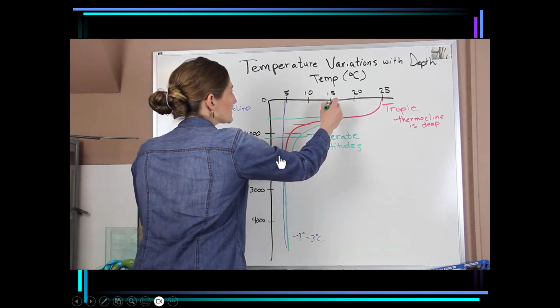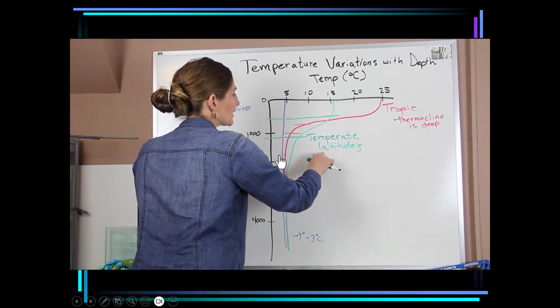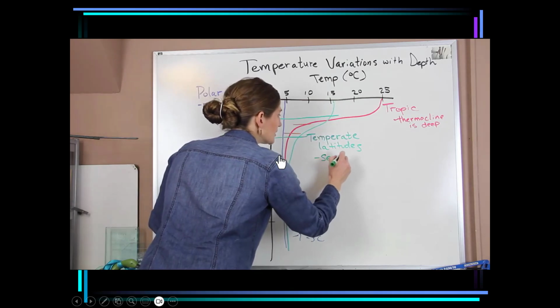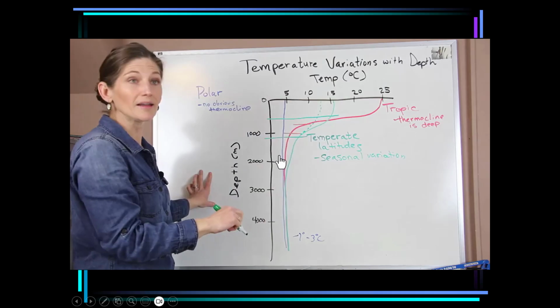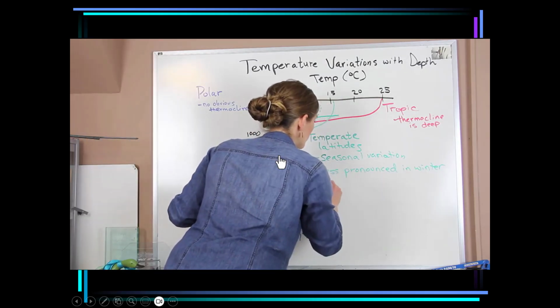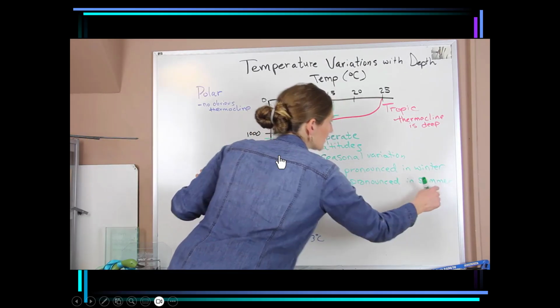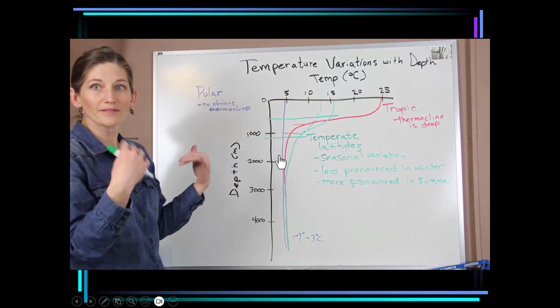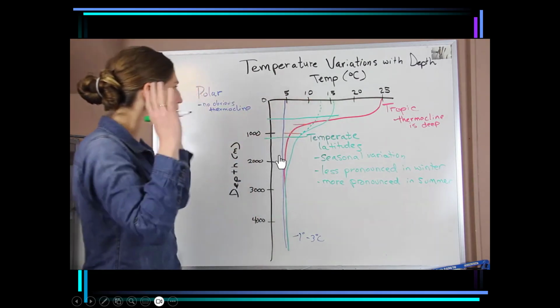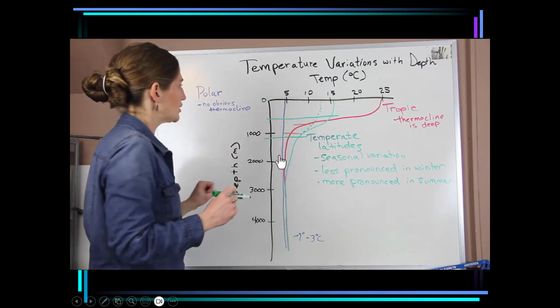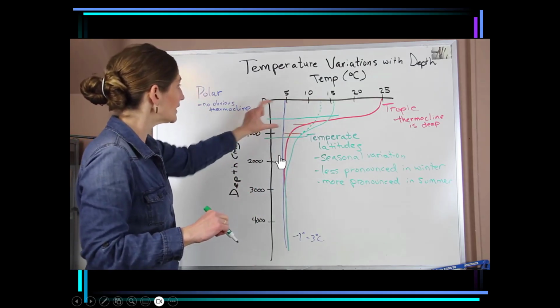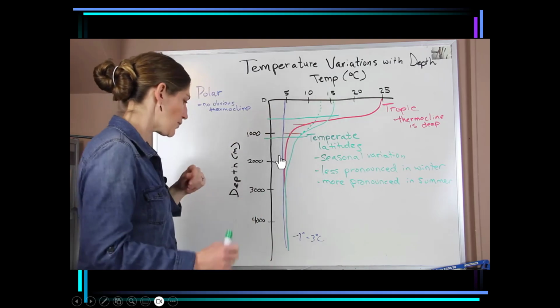So the sea surface temperatures, because we're at these temperate latitudes and we get seasonal variation, are going to change. In the winter months, the thermocline will be less pronounced, and it's going to be more pronounced in the summer months. That's because in the summer months we get more incoming solar radiation. It leads to warmer sea surface temperatures, so it's going to vary, and that's what this dash is. And the thermocline in this area is thicker. It's a wider zone within the oceans.